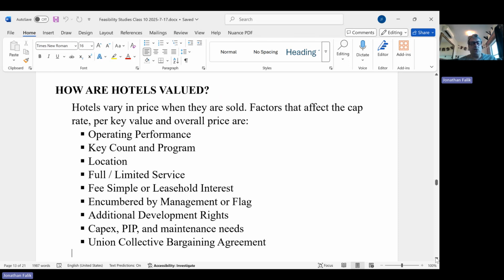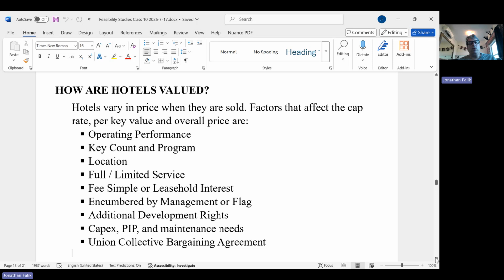Full service means there are restaurants and oftentimes meeting space. Limited service is usually, there's usually a bed, right? There's a guest room. There may be a grab and go. That's what you have. Is it fee simple or leasehold?